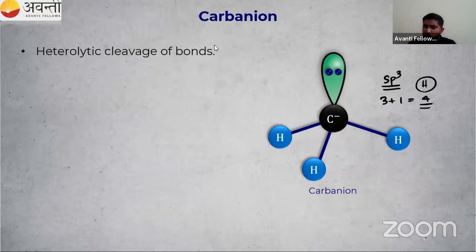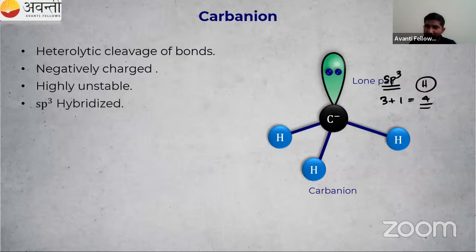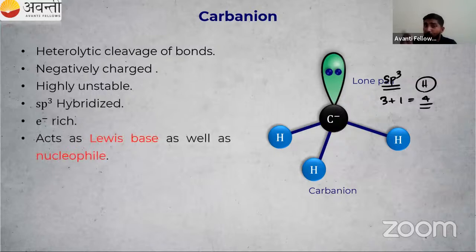It is formed by the heterolytic cleavage of the bonds. So it is negatively charged. Carbon has a negative charge, then it is highly unstable. It is sp3 hybridized. Then it is electron rich, so it is ready to give electrons to others. It is a rich guy. Then it is acting as a Lewis base.